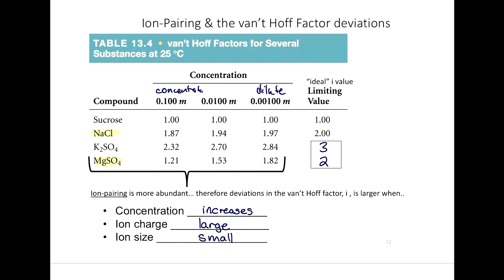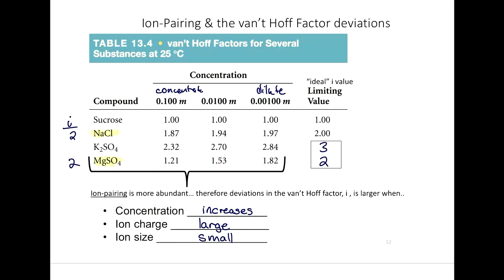Both of them have an ideal Van 't Hoff factor of 2, but which one deviates more at the high concentration? Magnesium sulfate, but why does it deviate more? The charges, yeah. NaCl is the +1 -1 example. Magnesium sulfate is +2 -2. So we see that the ion charges in magnesium sulfate make ion pairing more abundant in that solution. So the lowering extent of the magnesium sulfate solutions is greater than NaCl.